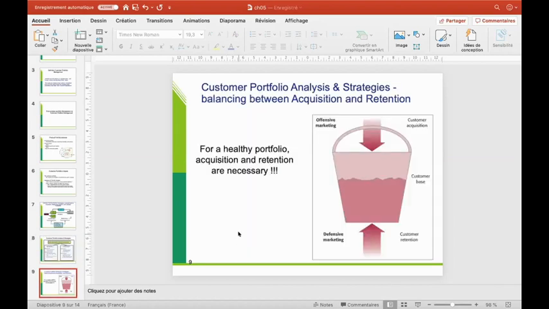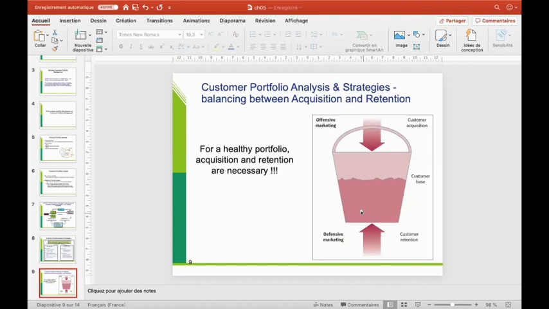Your portfolio should be healthy in terms of acquisition and retention. As we've seen, you always have churn rates. So this is like a bucket. Your portfolio is like a bucket with water. There might be a hole in the bucket, because you always lose customers. So there are always churn or defection rates.